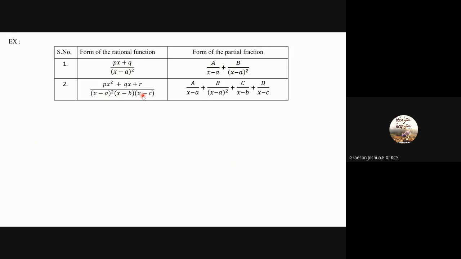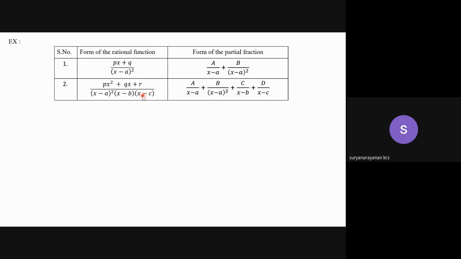Yes, sir. What is the degree of the numerator? 2, sir. Very good. What is the degree of the denominator? 4, sir. Yes, 4, not 3. Degree of the denominator is 4.